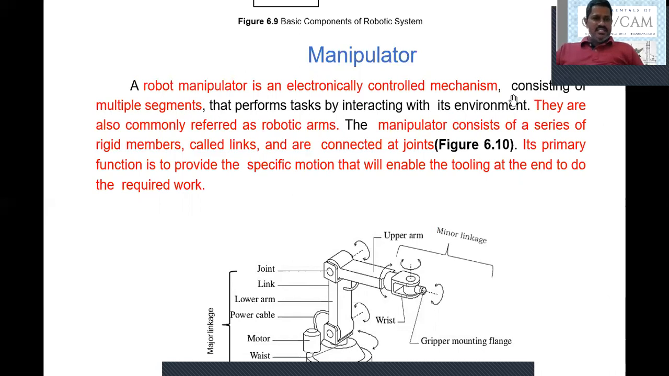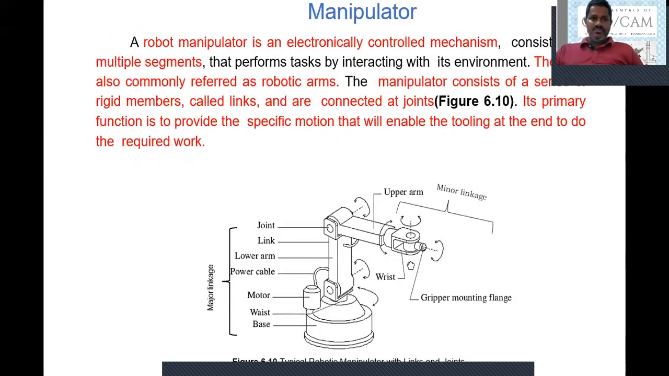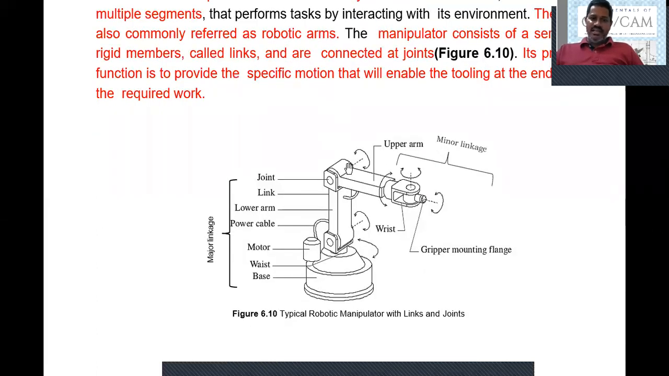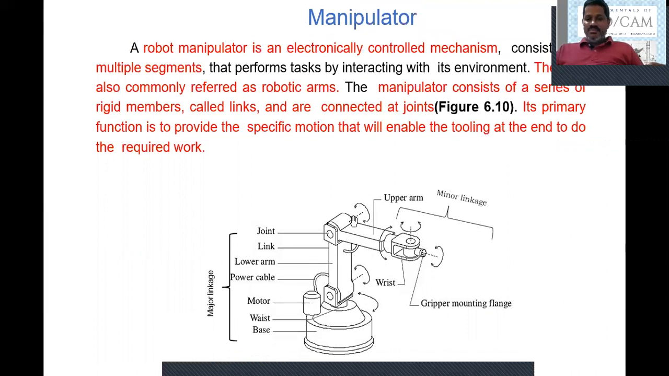Okay, consisting of multiple segments, a manipulator consists of multiple segments, meaning links, that perform the tasks by interacting with the environment. As you can see, it consists of a number of links, a number of arms. By interacting, all these links will be used to perform the actual work. That means this manipulator is going to interact with the work environment to perform actual work.